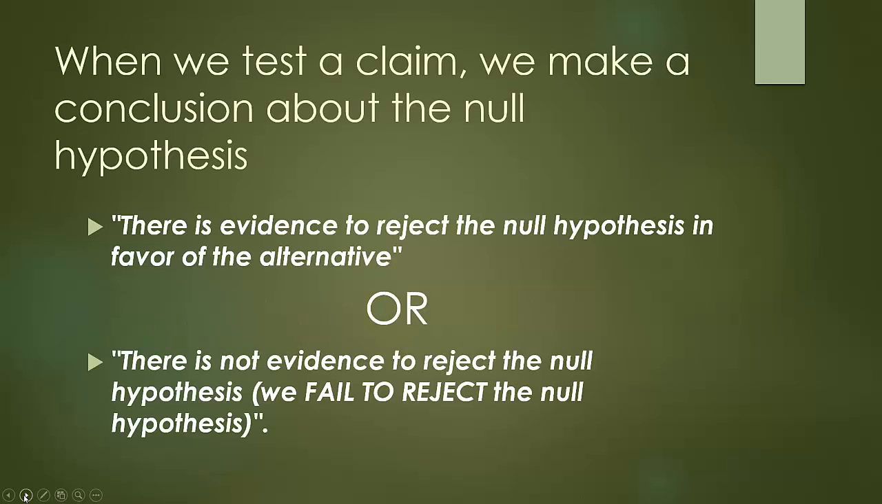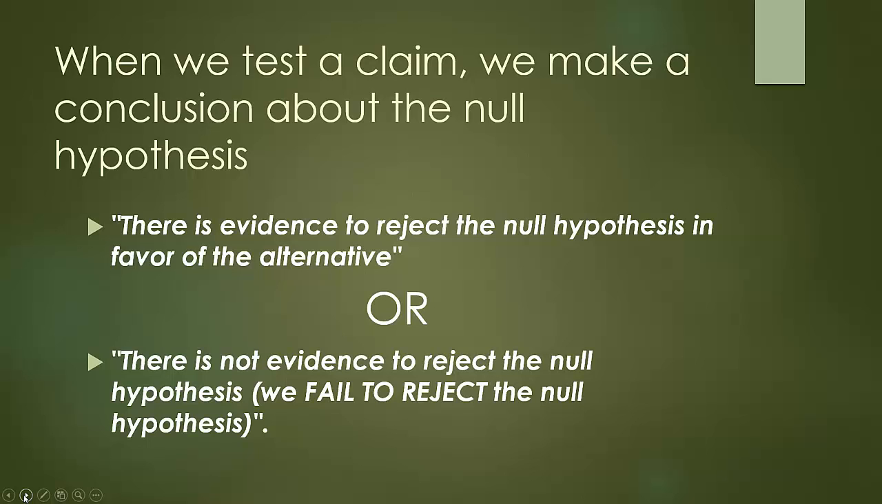When we test a claim, we make a conclusion about the null hypothesis. Typically, the claim is in the alternative hypothesis. The null hypothesis is the statement with the equal to. Now, we rewrite our conclusions in terms of the problem we're solving.